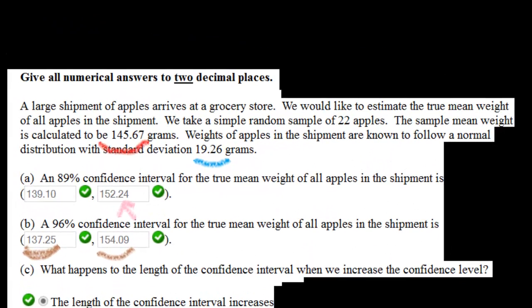A large shipment of apples arrives at a grocery store. We would like to estimate the true mean weight of all apples in the shipment. We take a simple random sample of 22 apples. The sample mean weight is calculated to be 145.67 grams. Weights of apples in the shipment are known to follow a normal distribution with standard deviation 19.26 grams.